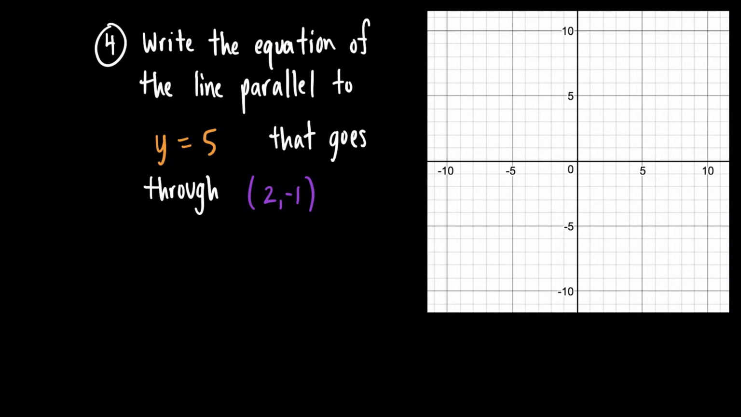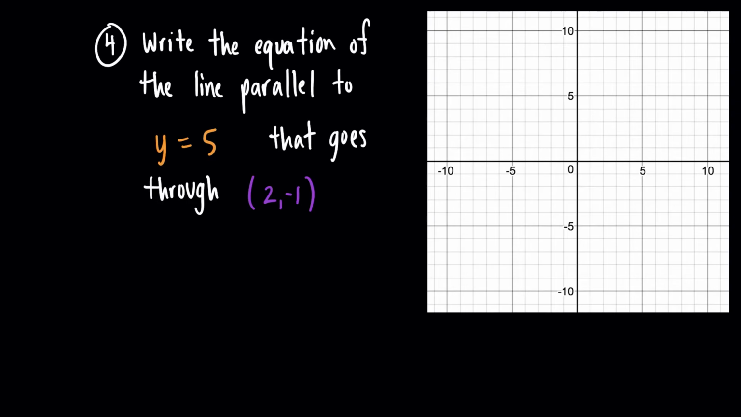Number 4, write the equation of the line parallel to y equals 5 that goes through the point 2, negative 1. So this one's weird because normally we're used to y equals mx plus b, where m is some number and b is some number. So I guess our b here is 5, but there's no mx part. There's no like 3x or negative 1/2 x or something like that.